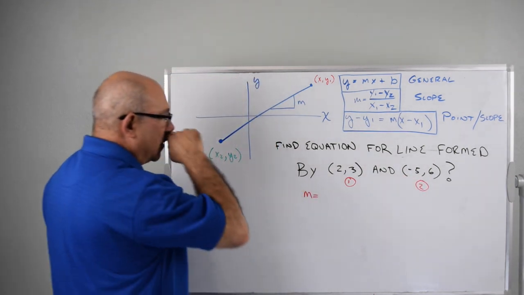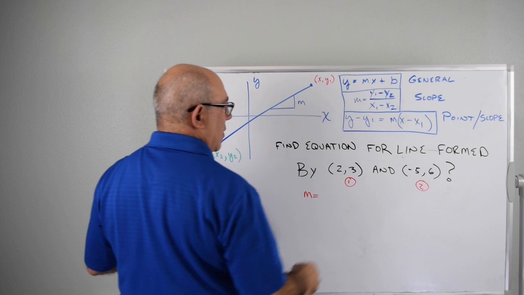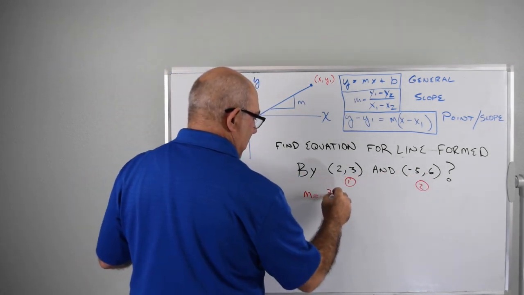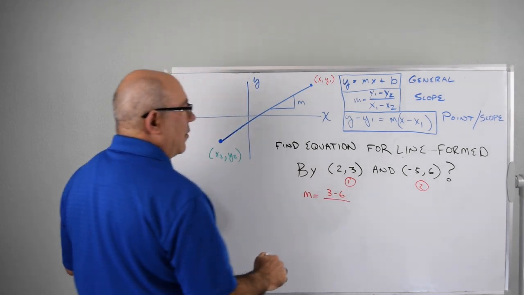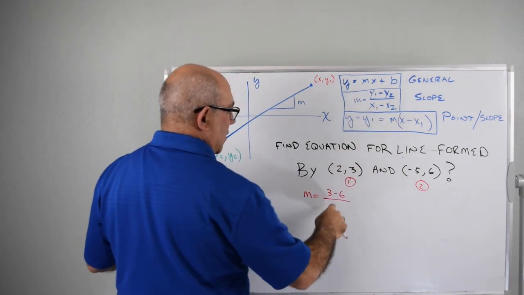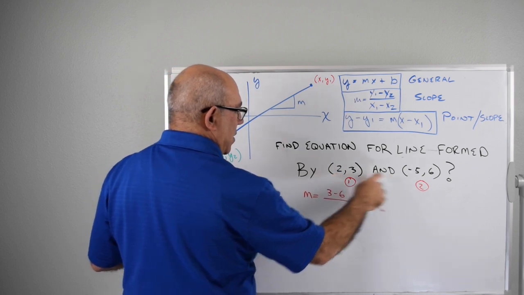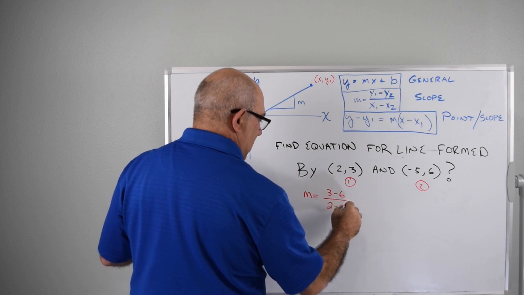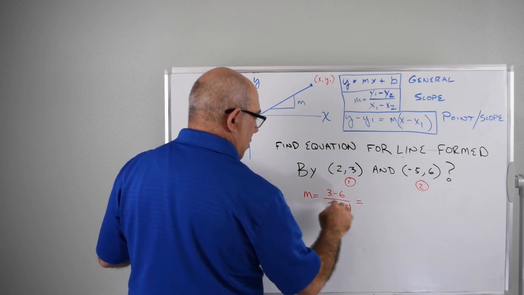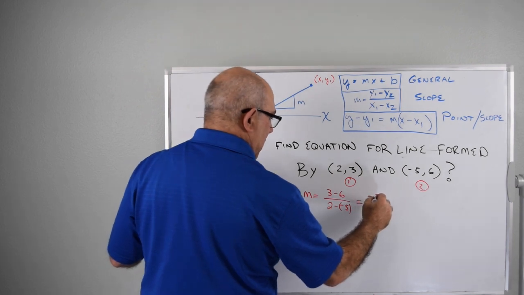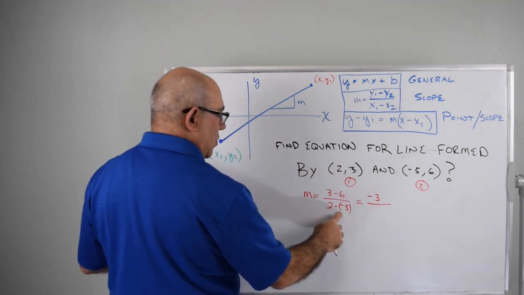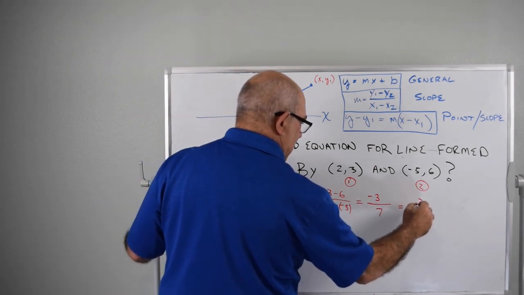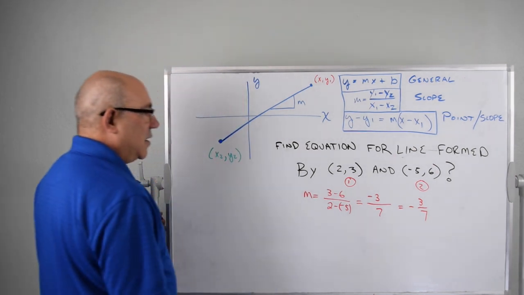Okay? So we have y1 minus y2, that's 3 minus 6. And then we have x1 minus x2, that is 2 minus minus 5. So that slope is going to equal minus 3 divided by 2 minus minus 5, which is 7. So that equals minus 3/7. So that's going to be our slope.